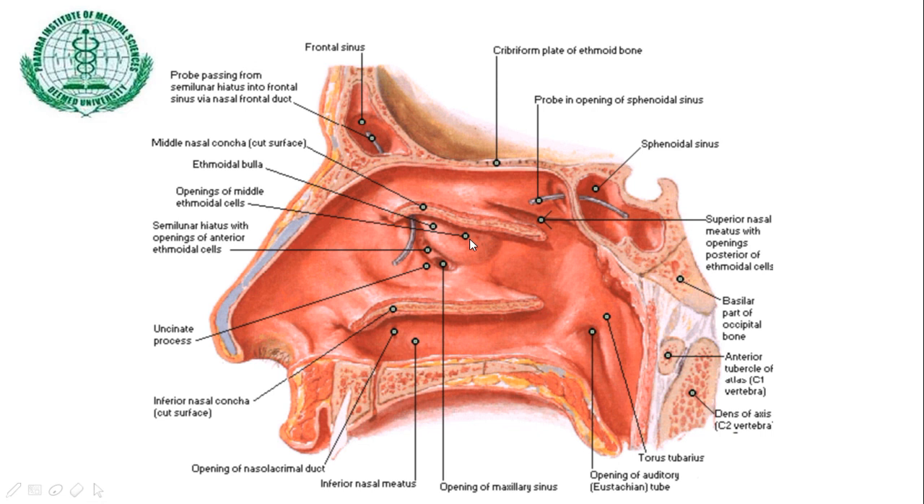Now the inferior meatus, here lies the opening of the nasolacrimal duct, which can be asked as an MCQ. Where the nasolacrimal duct opens, it opens into the inferior meatus. And there is also a sphenoethmoidal recess, which is present just above the superior concha. And here the sphenoid air sinus opens into this recess.